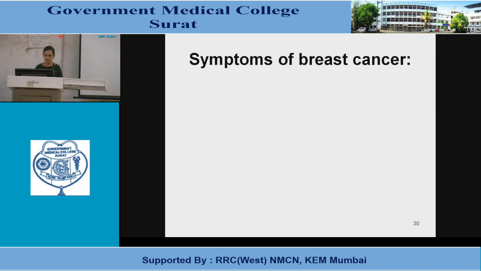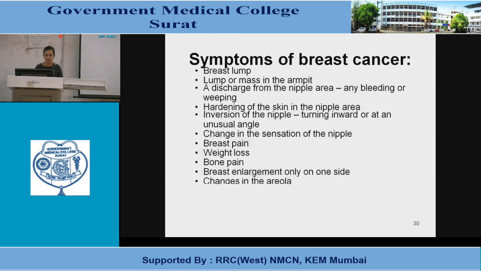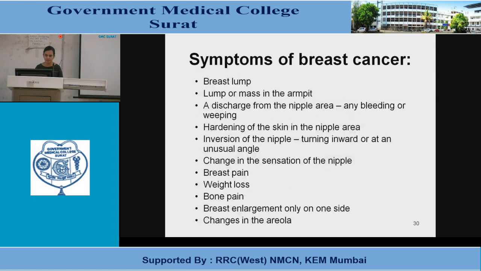Now the symptoms of breast carcinoma. There is a lump, and that's why we say all women should be checking their breasts for lumps at home. A lump or mass in the armpit, that means if the metastasis has already occurred, there will be a mass in the armpit. A discharge from the nipple area, any bleeding or weeping. What is bleeding? There is obvious blood from the nipple, then it is known as bleeding. And weeping is basically serous discharge.